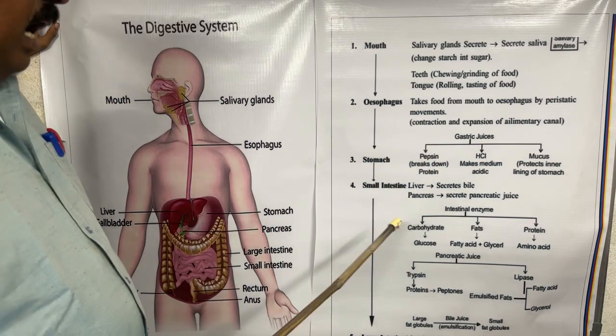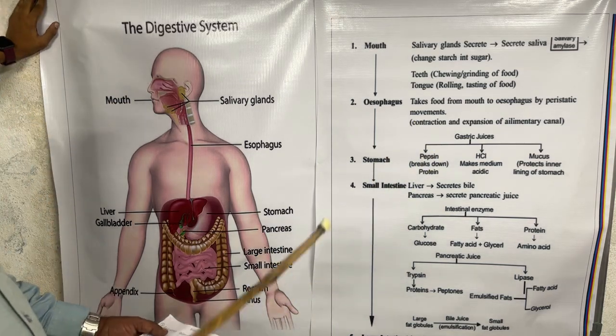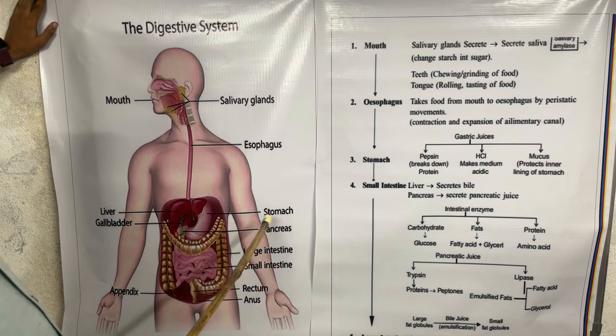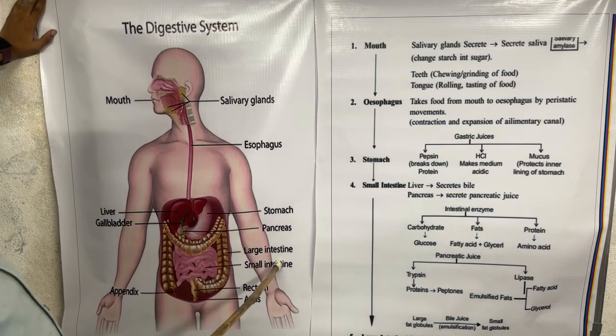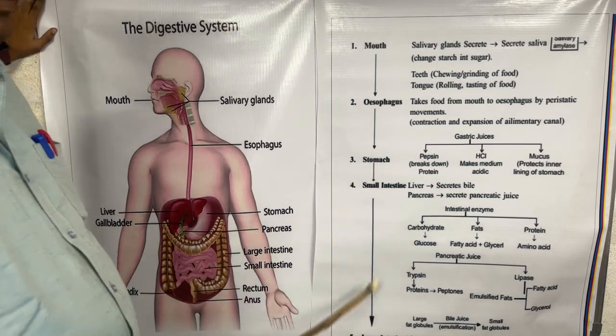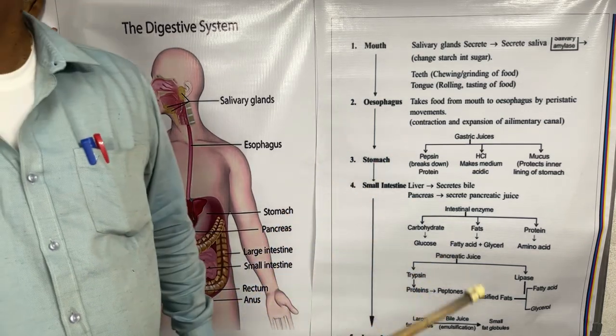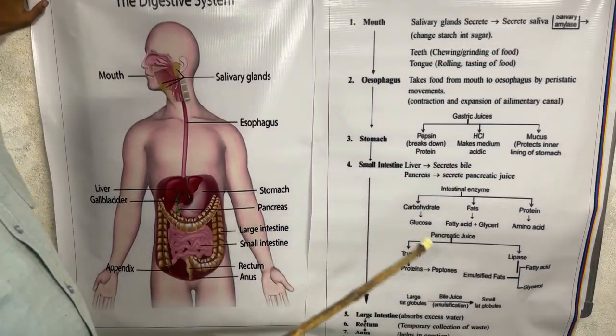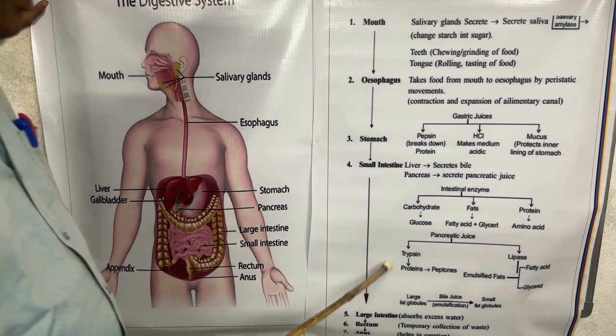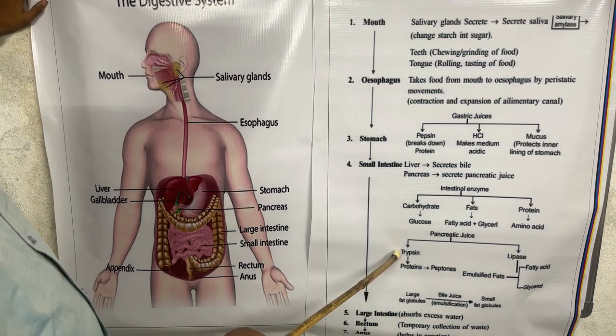Now you come to the small intestine, where we have two enzymes: peptidase and sucrase. Here you can see trypsin.